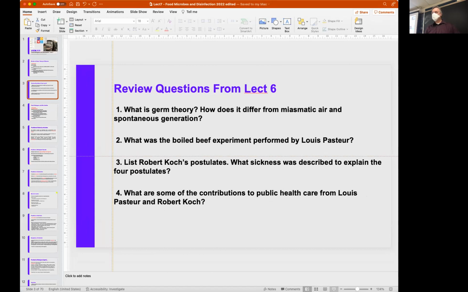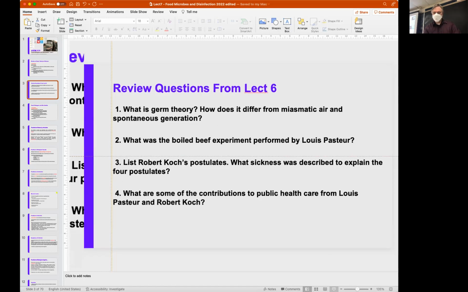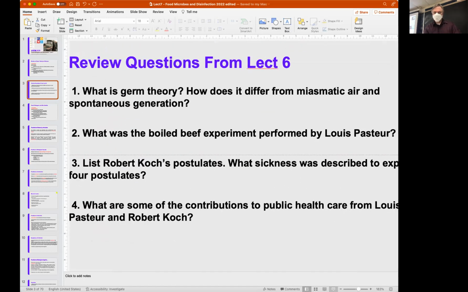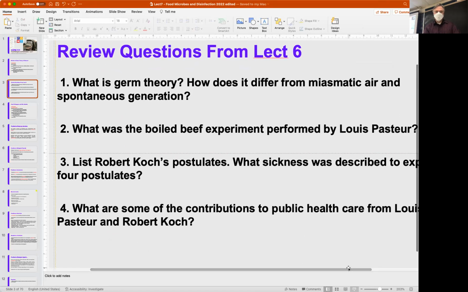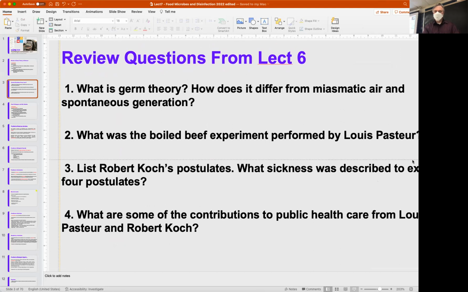Question 2, what is the boiled beef experiment by Louis Pasteur? If I switch PowerPoint to presentation view, it should go bigger for us, but when I switch to presentation view, unfortunately, you couldn't see it. It must be a bug in Zoom. So if I can't, how's that?